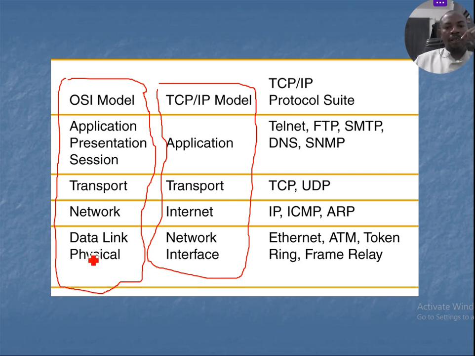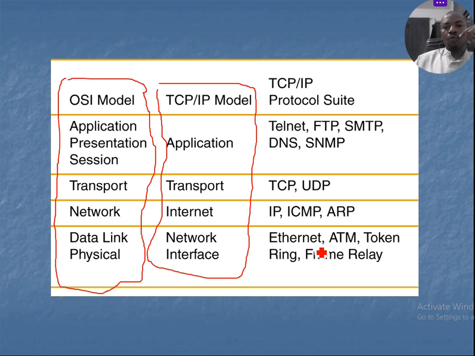Okay, in the OSI model, we have the physical layer and the data link layer. Then, for the TCP/IP model, it's just called the network interface layer. Good examples of protocol suites used with these layers are the Ethernet protocol, ATM (Asynchronous Transfer Mode), token ring, and frame relay. These are the protocol suites that are used in this layer.